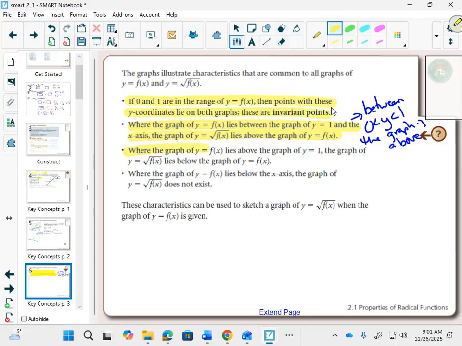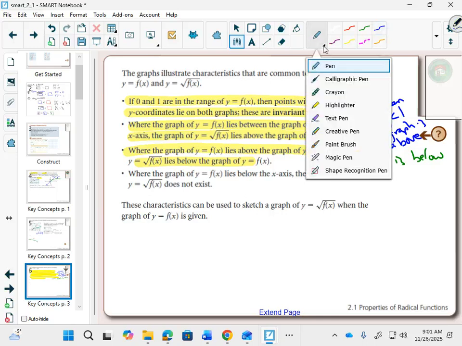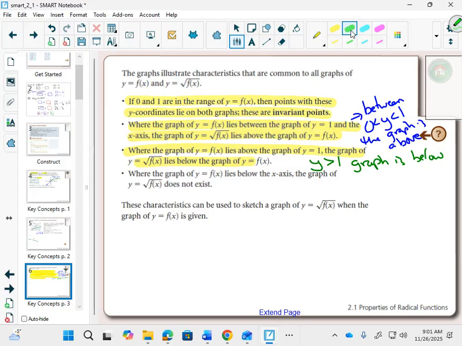Next, this one, I'll write a note, I'll change colors. If your y values are bigger than 1, the graph is below. And I didn't actually talk very much about this one. This is very important though.